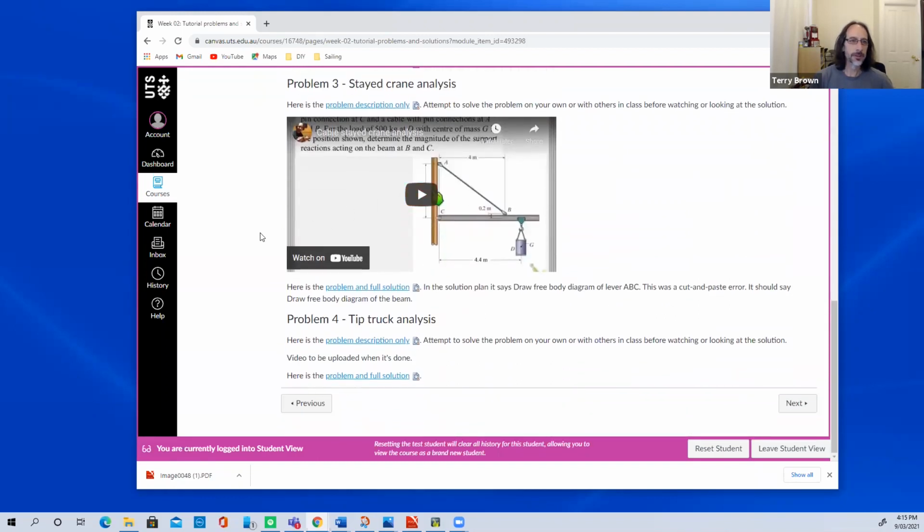Especially if you take the time to do good, neat, clear free body diagrams like I do and like I would like you to do. Sorry, I keep looking over there because that's where I can see all the names. I should be looking at the camera.